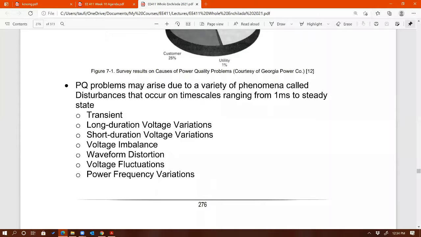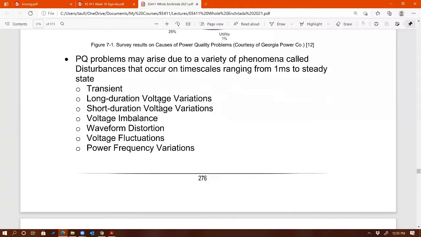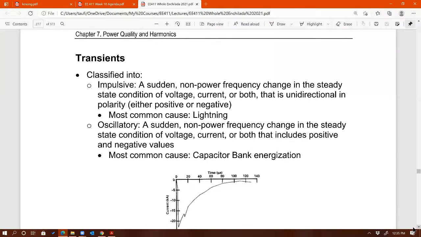All right. Power quality problems may arise due to a variety of phenomena called disturbances that occur on time scales ranging from 1 millisecond to steady state. Right? So we have different types of power quality problems. This could happen if you are using single-phase AC or three-phase AC for the electrical system that you're designing in the future. Right? Transient problems, long duration voltage variations, short duration voltage variations, voltage imbalance, waveform distortions, voltage fluctuations, power frequency variation. Those are different types of problems that fall into power quality issues.